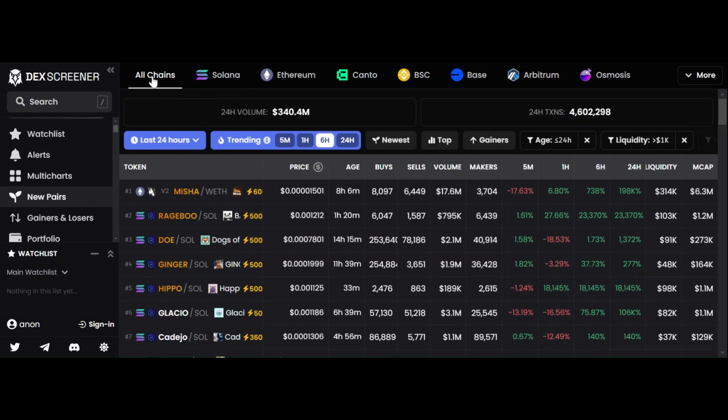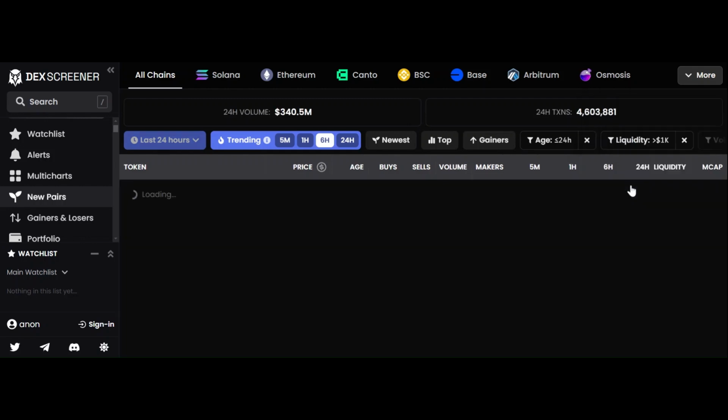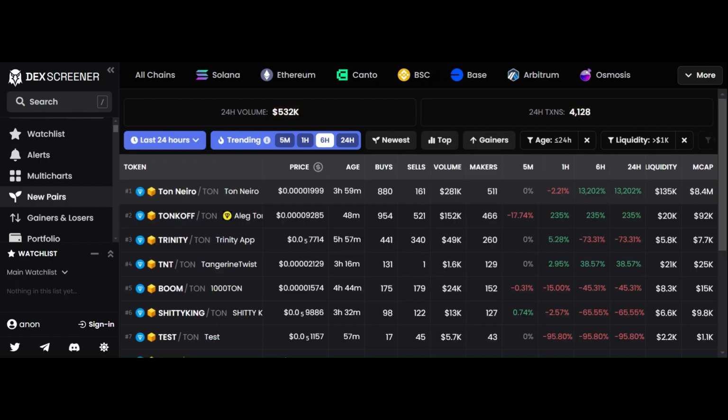So if you look up here, you would see all chains, Solana, Ethereum, Kanto, and then there are more, right? So it's just asking you, do you want tokens on all blockchains? And this one is like, okay, you want only Solana, you want only Ethereum, you want only Kanto, like that. So assuming I was looking for a token on Ton. Ton is getting a lot of noise these days. Let's say I wanted to trade a token on Ton. So I will just click Ton, right?